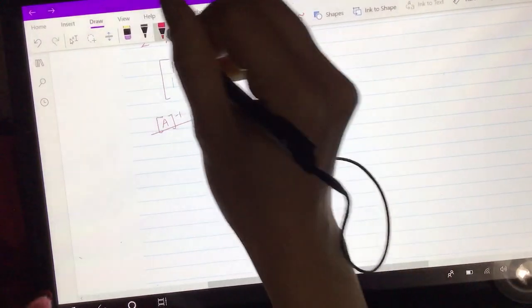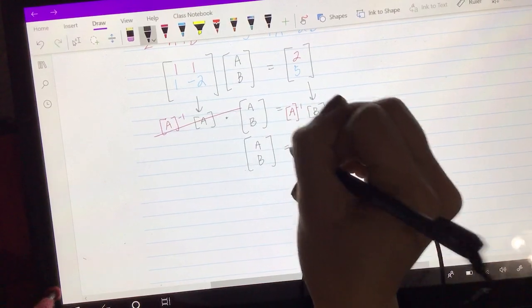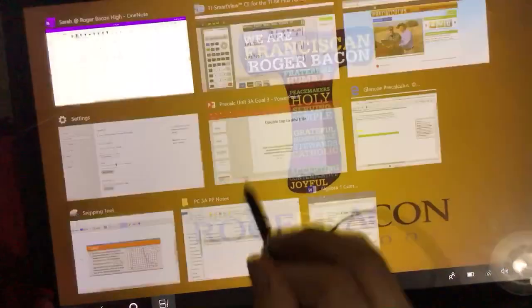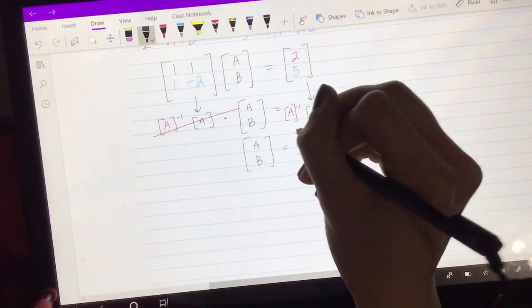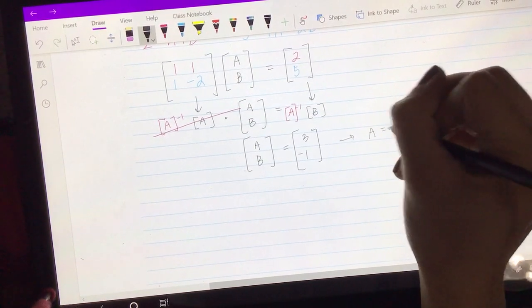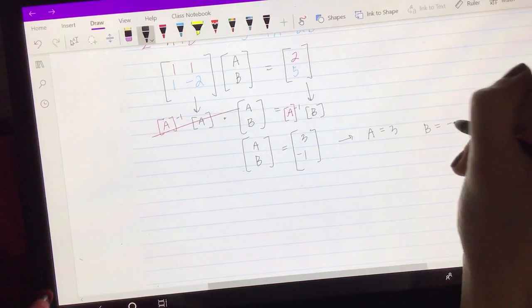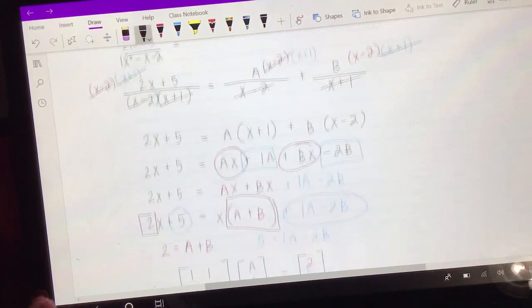It cancels over here. So we got A, B equals 3, -1. So remember, that means A is equal to 3, B is equal to -1. Now we just need to go back and fill that in.